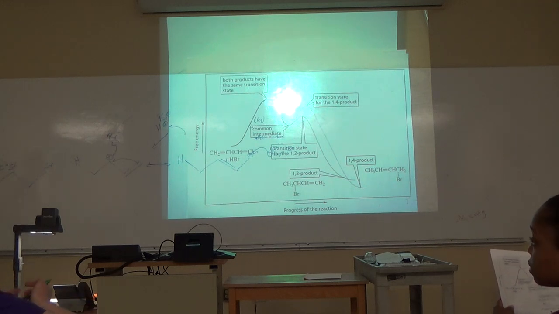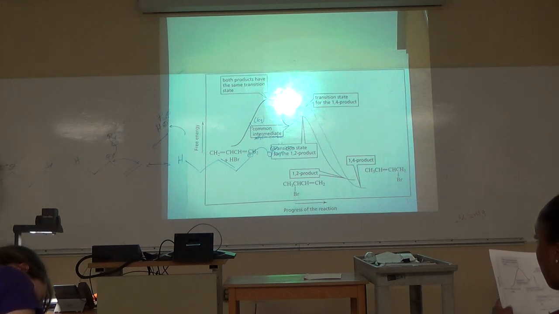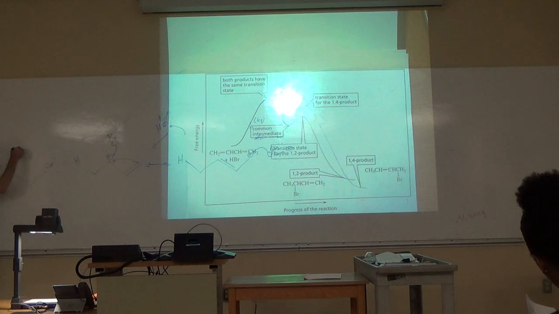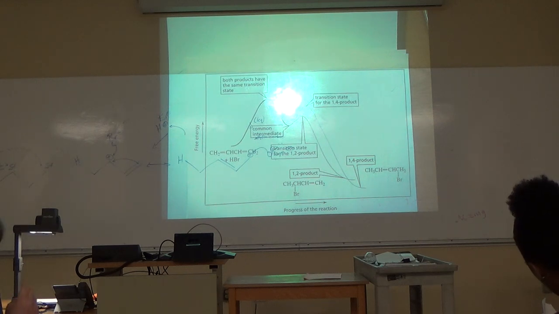Right, we've already answered that. Right here. Which is going to be easier? There's a transition state. This attacking here, or this attacking cross-country? Which one's going to be easier? Closer. That's talking about the transition state energy. That's the energy it takes for the attack to occur.